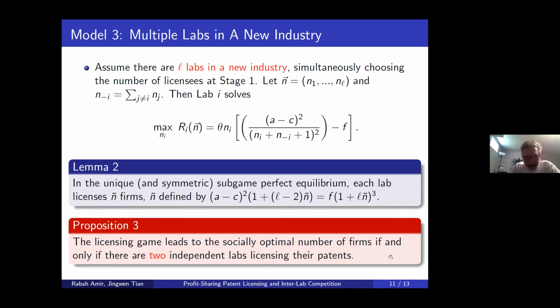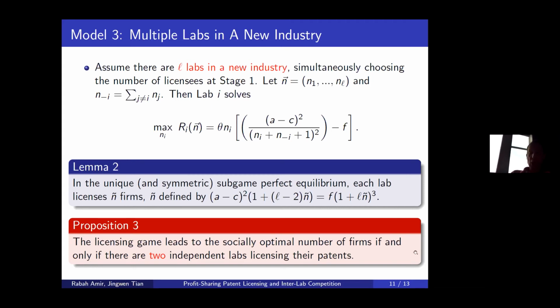So by the way, you mean it's a unique subgame perfect equilibrium and it happens to also be symmetric? That's right, yes. That's right, good clarification. I don't mean that there may be asymmetric ones. Yes, there's a unique one and it is symmetric.